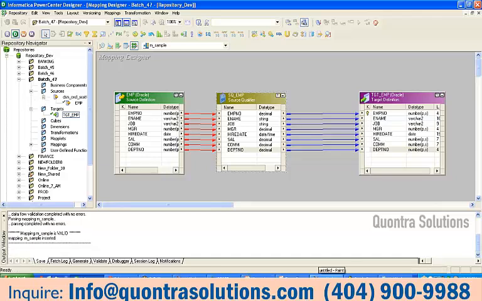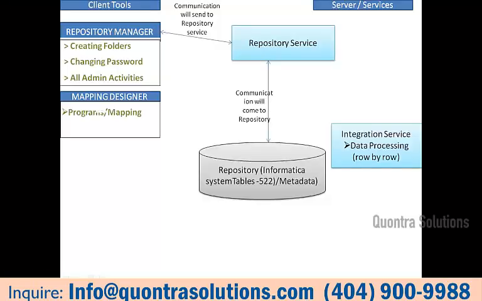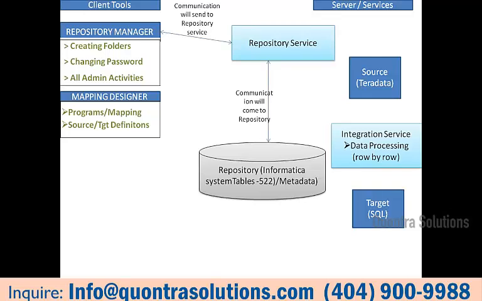Whenever you are going to save it, the code will be saved. Before developing a mapping, we need to import the source and target definitions from the database. Then we are going to develop the mapping. Then we are going to save it. That will be saved into your repository. Fine. This is our mapping.